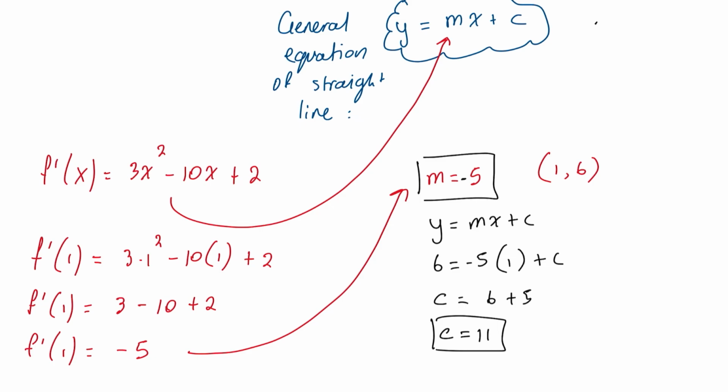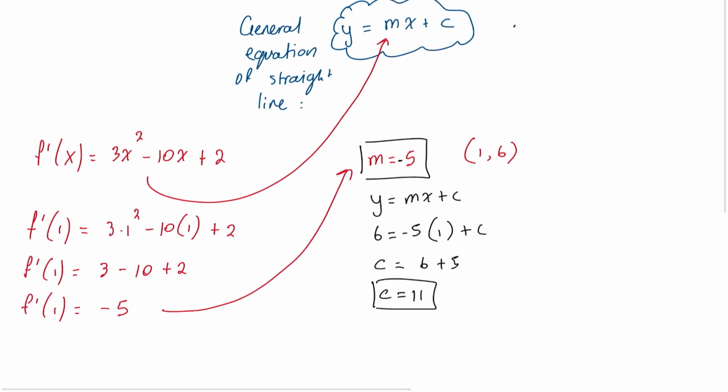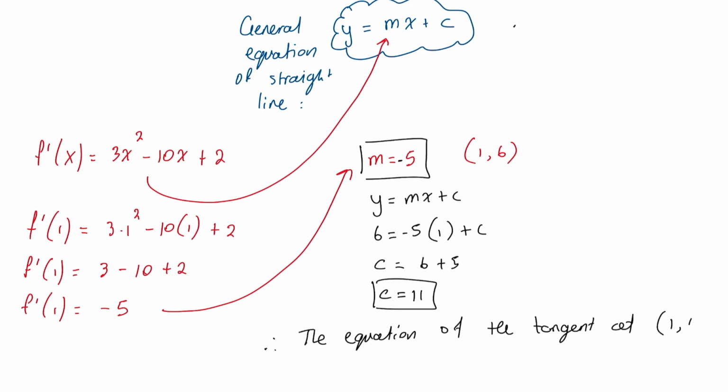So m is negative 5. C is 11. Therefore, the equation of the tangent at 1, 6 is y is equal to minus 5x plus 11. So this is how to do these kind of questions analytically. And now we're going to see how it's done graphically using Geogebra.